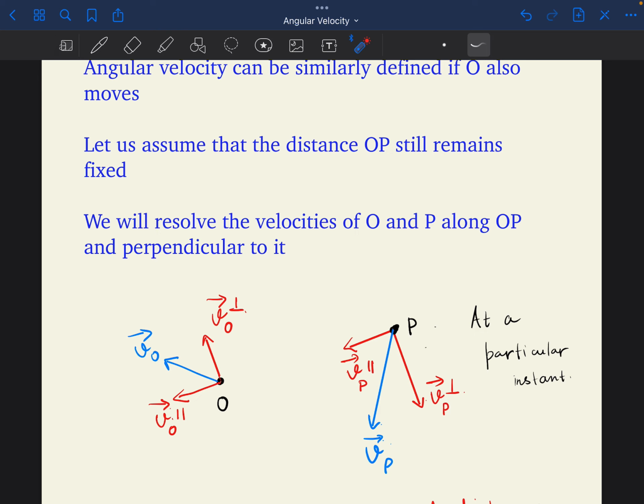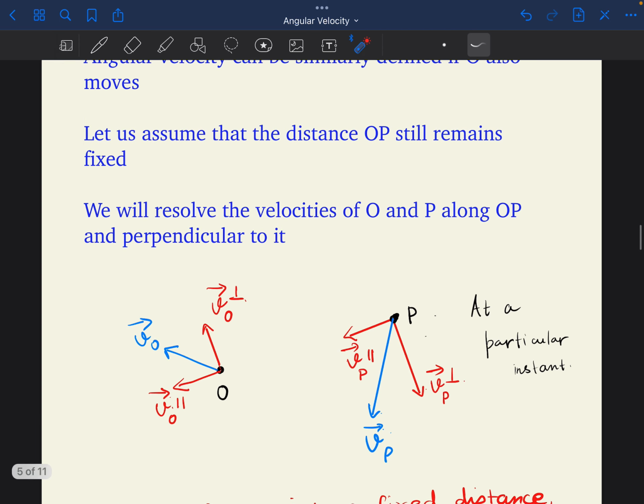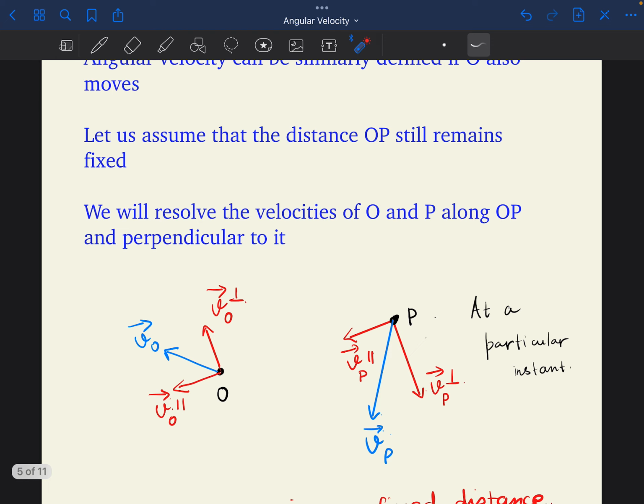So at this particular instant, OP is in this particular direction. This is the line segment OP currently. So this is the direction along OP and this is the direction perpendicular to OP. So I resolve these velocities in these two particular directions. I do that for both VO and VP, and I call these components VO parallel, VO perpendicular, VP parallel and VP perpendicular.